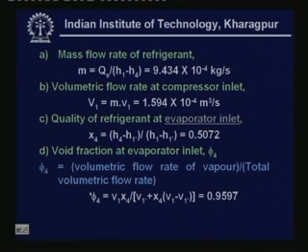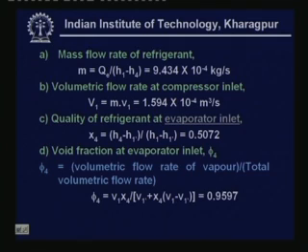to find the quality. So, quality is found to be x4 is equal to h4 minus h1 dash divided by h1 minus h1 dash, which is equal to 0.5072. Then void fraction. Void fraction is defined as the volumetric flow rate of vapor divided by the total volumetric flow rate. So, the difference between quality and void fraction should be clear. Quality is in terms of mass flow rates and void fraction is in terms of volumetric flow rates.